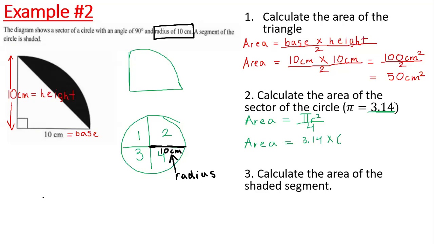Just read it. It's going to be 10 squared, divided by 4. So what is 10 squared? 100. So it's going to be 3.14 multiplied by 100, all over 4.